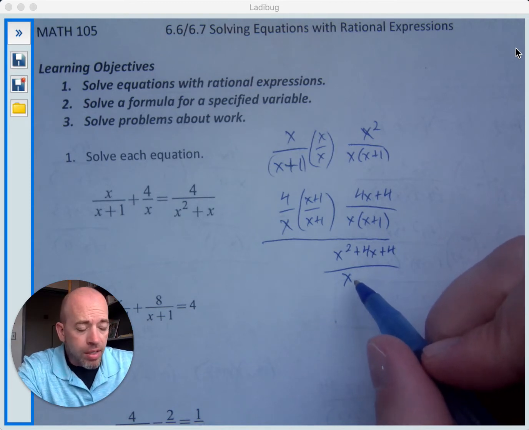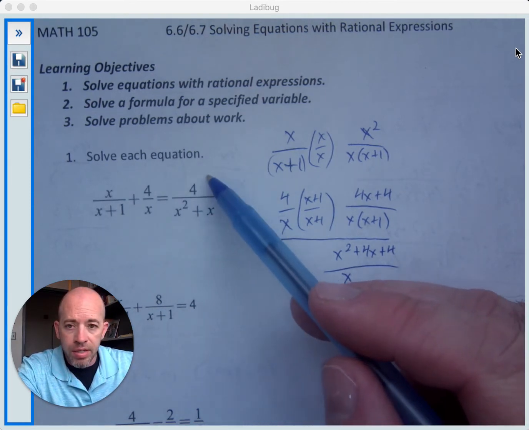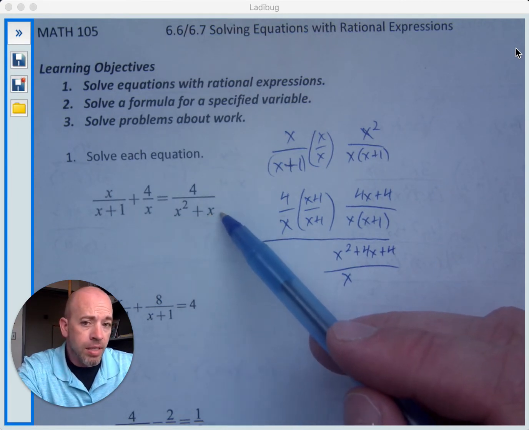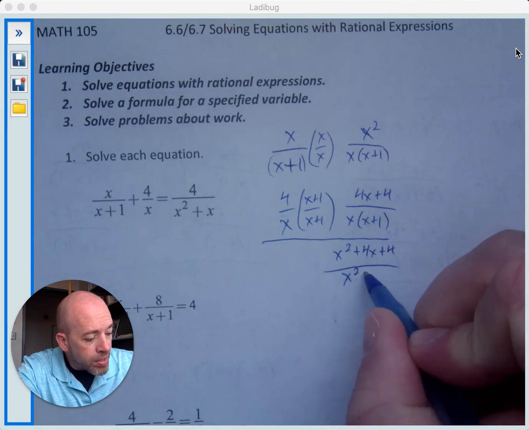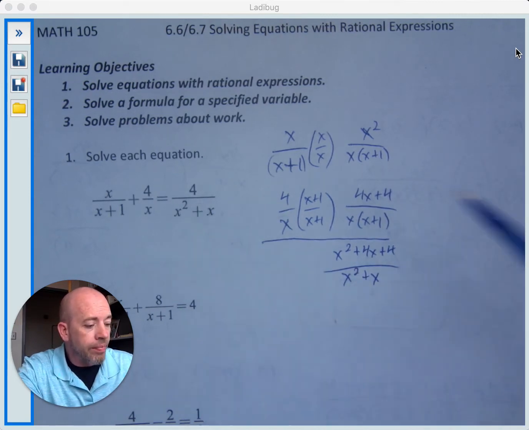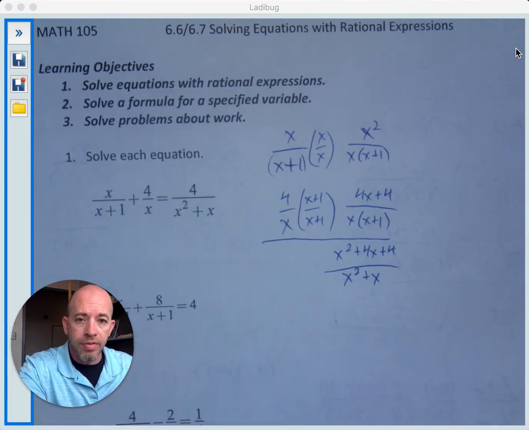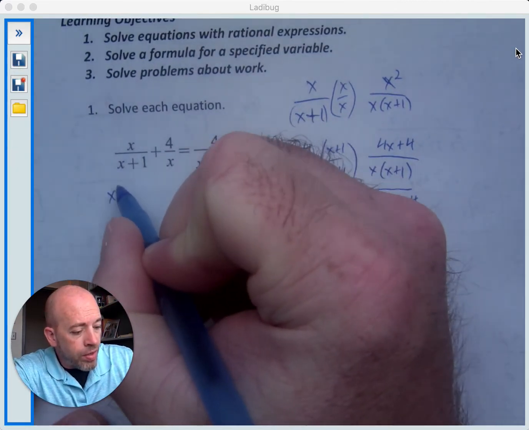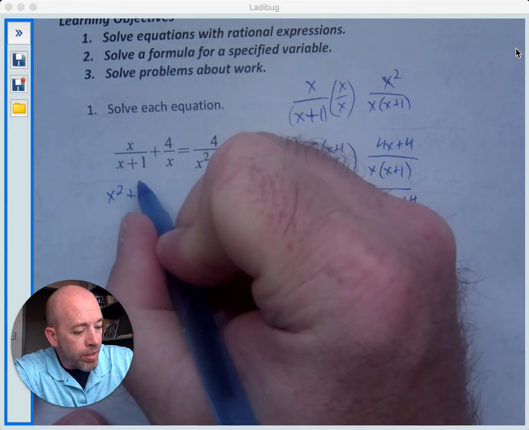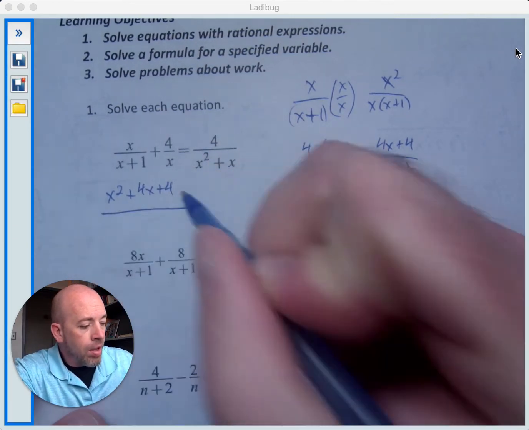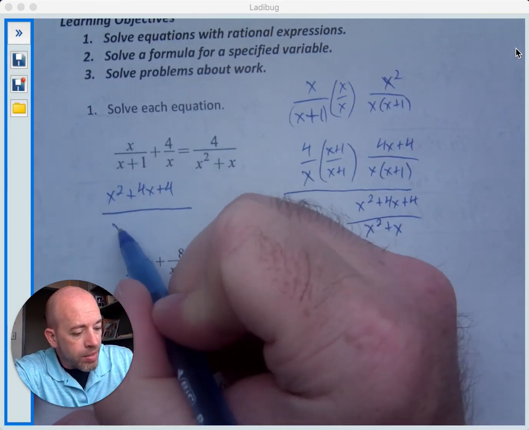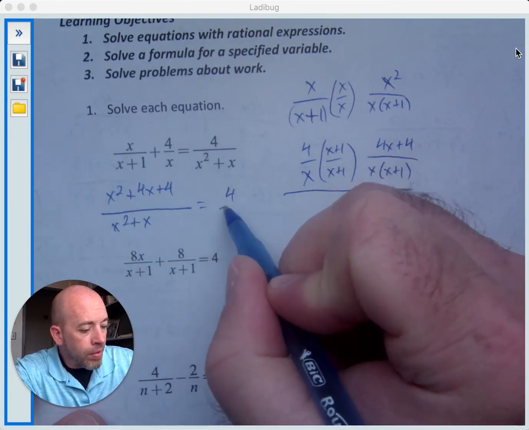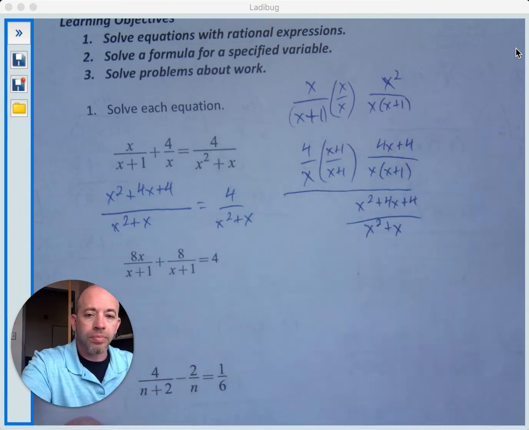If I look at this other fraction, I'm just leading into the rest of the problem. X times x plus 1 is x squared plus x. So I'm just going to write x squared plus x so that it'll fit with this one. Alright, so we perform the addition on the left. So what we have so far is x squared plus 4x plus 4 over x squared plus x equals 4 over x squared plus x.